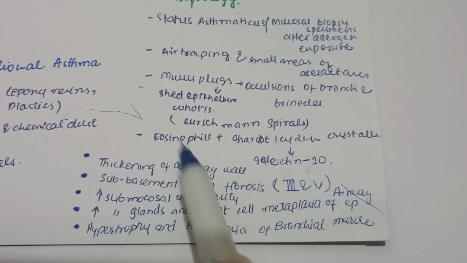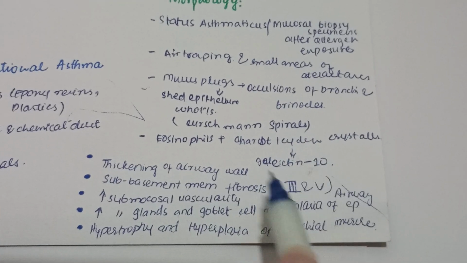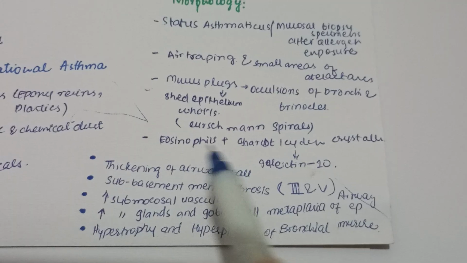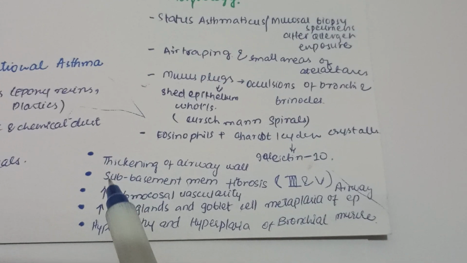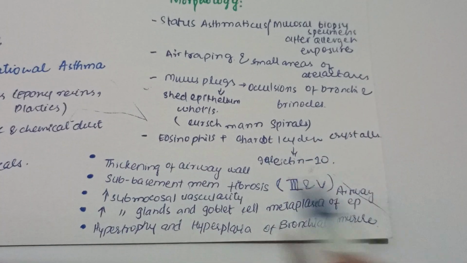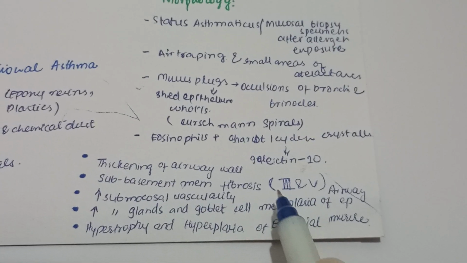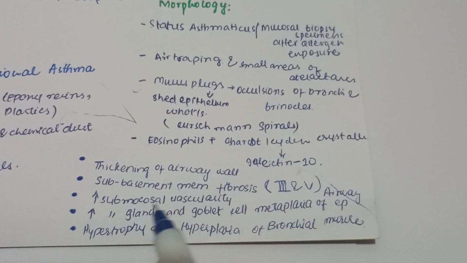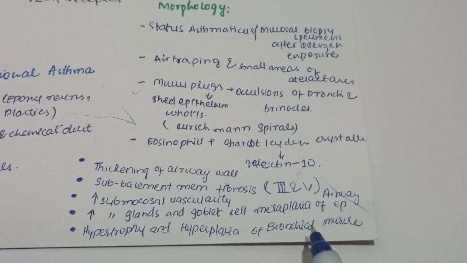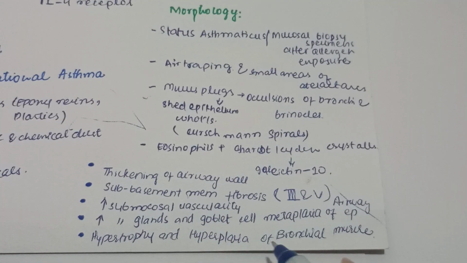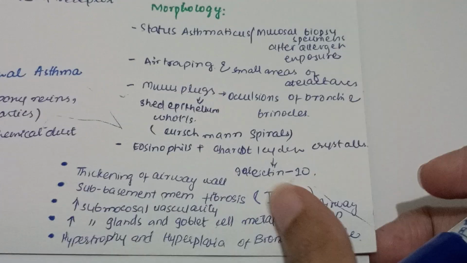Here, eosinophils are involved in inflammation and are present. And this is galectin 10. It's actually a protein that is present in the vesicles in eosinophils. So, thickening of the airway wall occurs, with subbasement membrane fibrosis, caused mostly by the deposition of collagen type 3 and type 5. Submucosal vascularity increases, with an increase in submucosal glands and capillary cells. Metaplasia occurs. Hypertrophy and hyperplasia of bronchial muscles are actually the airway remodeling components.